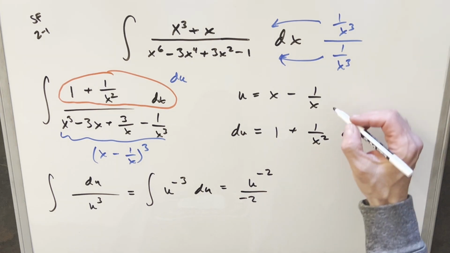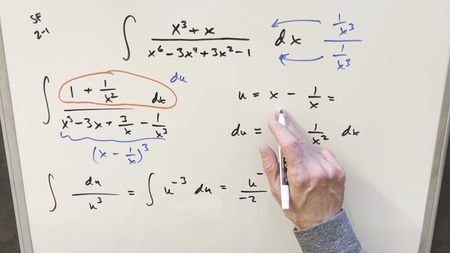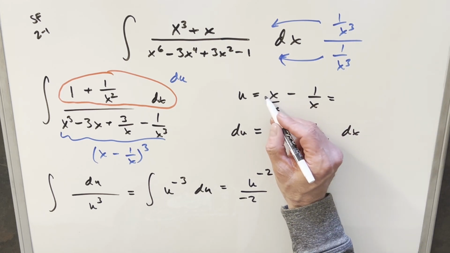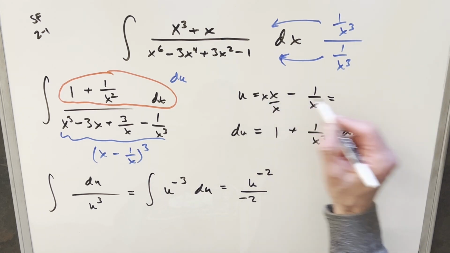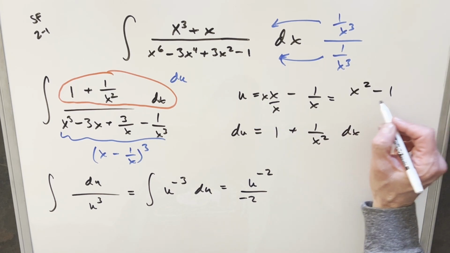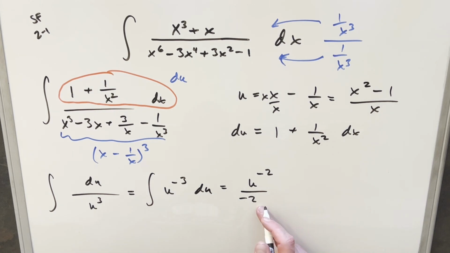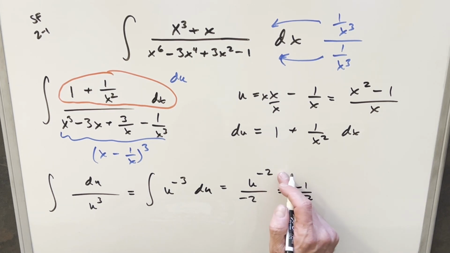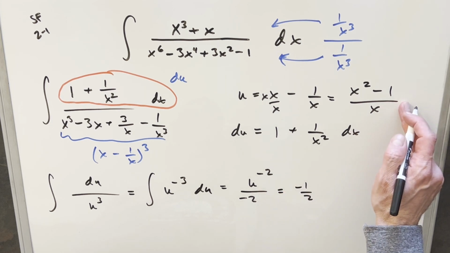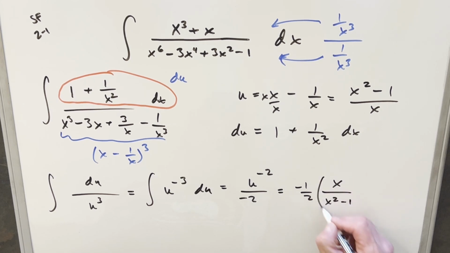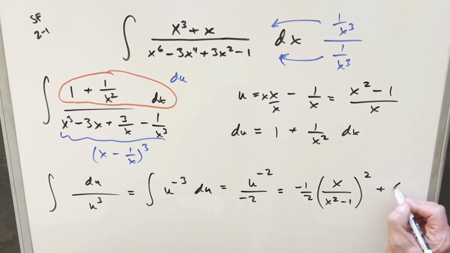Before I back substitute, let's simplify this here. I can get a common denominator, multiplying by x and x here, and this becomes x squared. So for our u value, we end up with (x squared minus 1) over x. To write down my solution, I'll write a minus 1/2 in front, then u to the minus 2. If I take the reciprocal of this and square it, I can write my final solution as minus 1/2 times (x over (x squared minus 1)) all squared, plus C, and that's it.